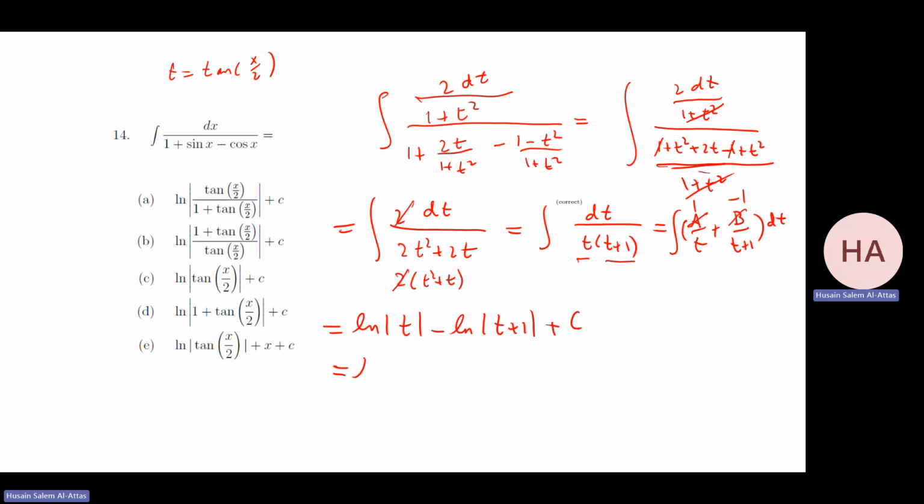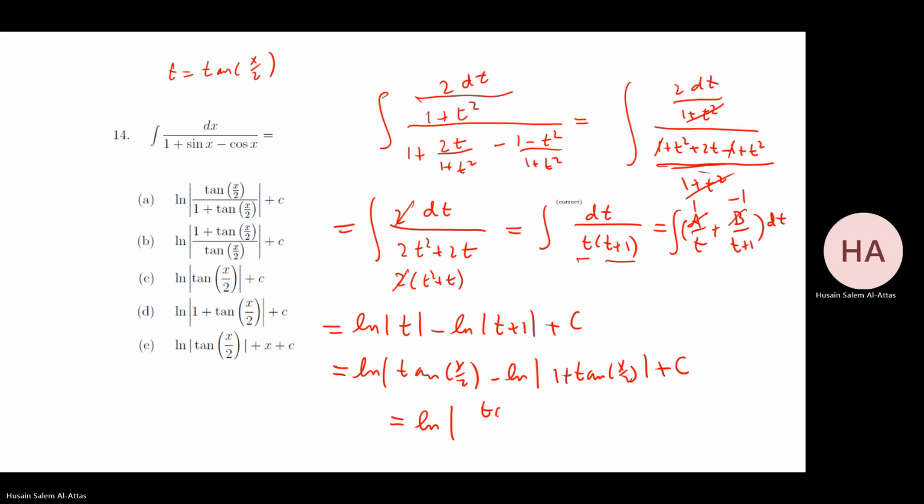I retain the t. t is tan x over 2. And this will be 1 plus tan x over 2, plus c. I can make it in one line as tan x over 2 over 1 plus tan x over 2, which is this. Yeah, let me stop there.